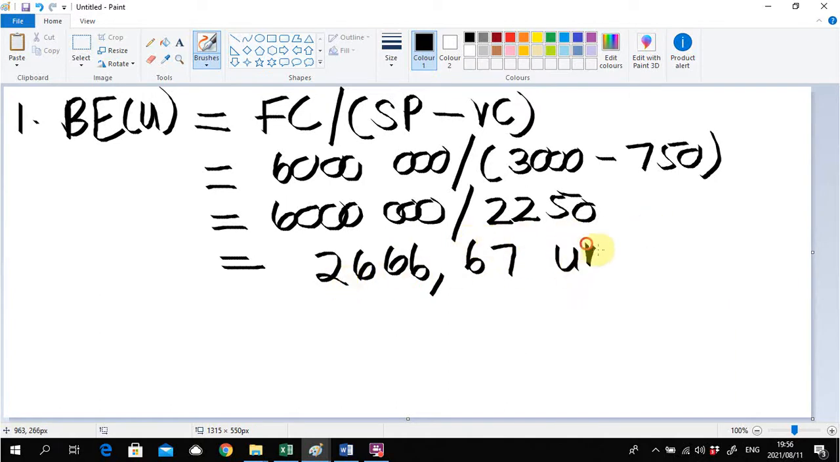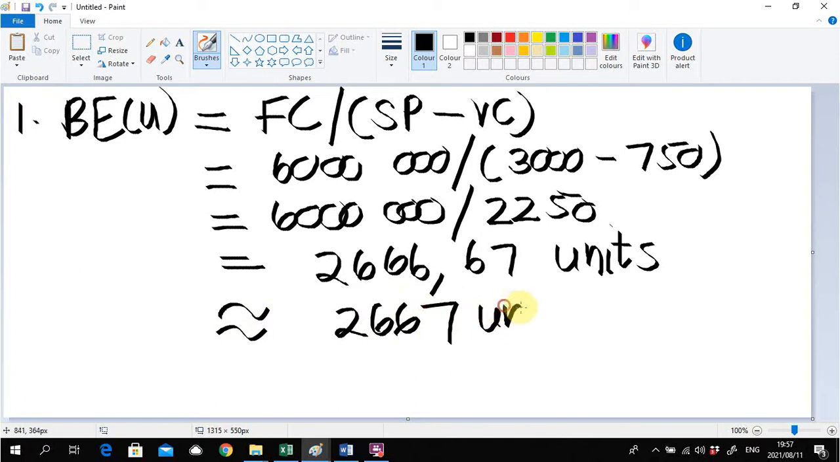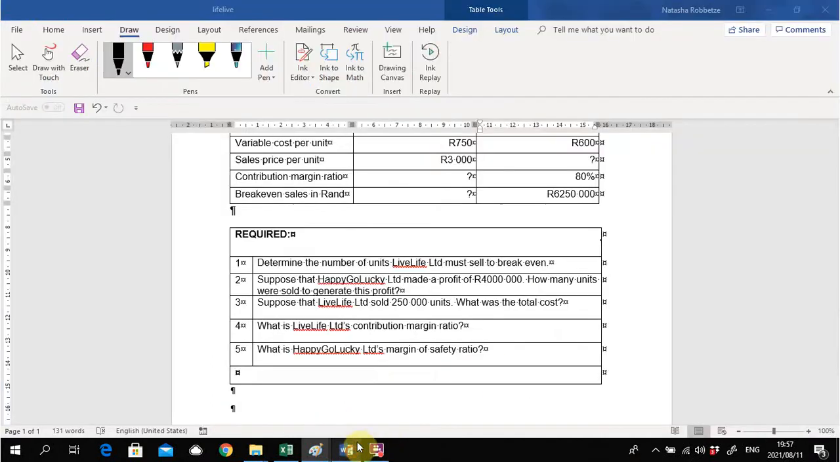Well, this answer is in units, and one must take into account that you cannot make 67% of a unit, right? You either make a unit or you don't. So I'm going to round it to 2667 units for break even in terms of the company Livelife. Right, so that was required number 1.